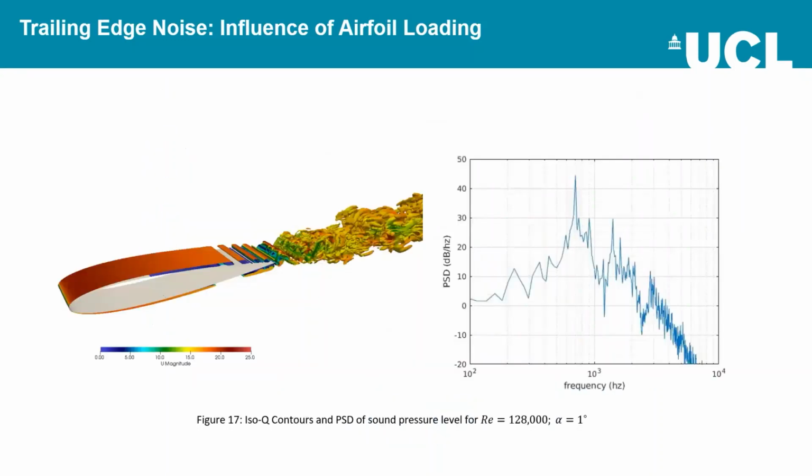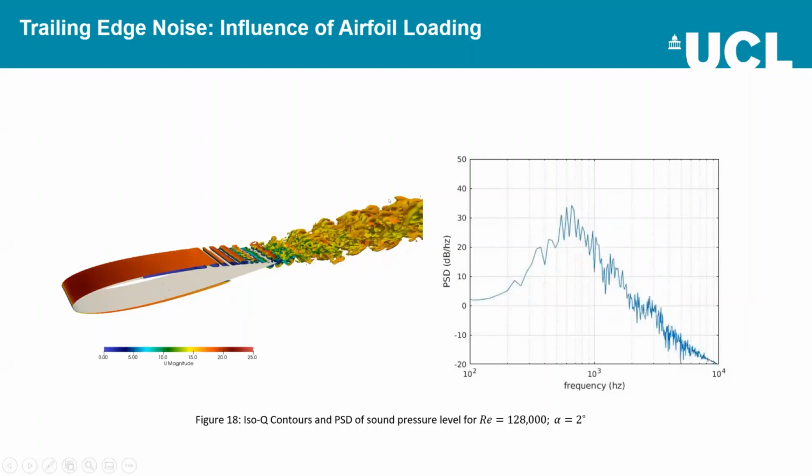If we look at that in terms of what the flow field looks like, here we've got the ISO-Q contours, which is a good way of visualizing the turbulent structures. We can see at 1 degree, we have this very strong span-wise coherence of these tubular vortices, and these result in very efficient acoustic waves being transmitted. So everything is in phase, dominated by this single frequency component. In this case, it's about 700 hertz.